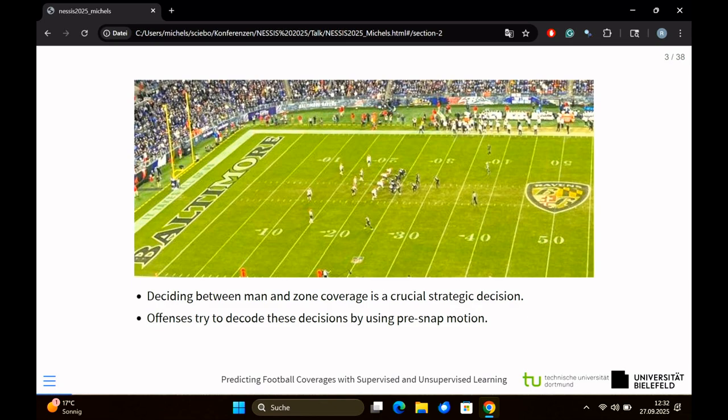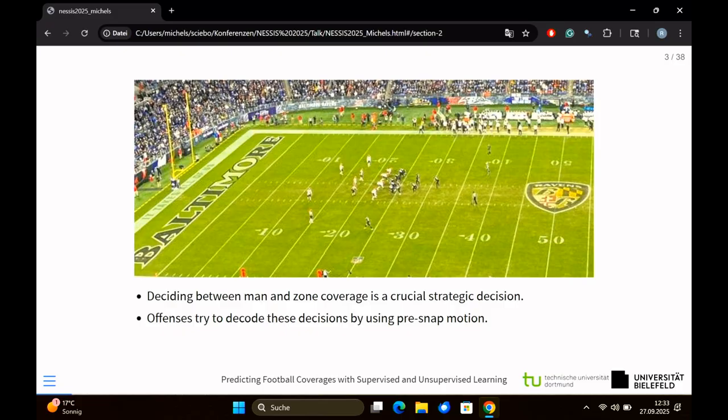The first defensive task is to decide between man and zone coverage. As you can see here, Baltimore is on the right side, the Bengals on the left side. The decision for the defense is, do we play man or zone coverage? And then the offense has to react to what they see or what they seem to see. Here, in this case, you see one player, I think it's a tight end, standing upright. With that, they motion this player and try to decode the decision of whether to play man or zone coverage by using pre-snap motion.